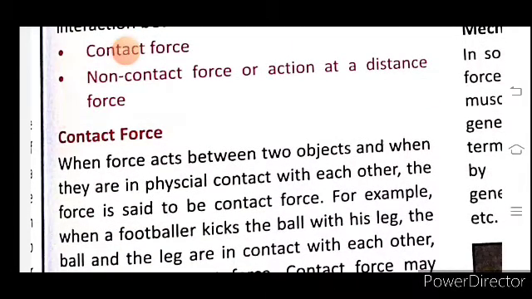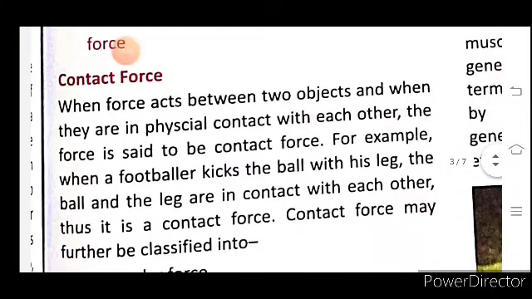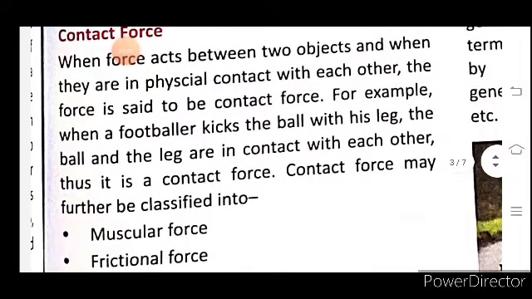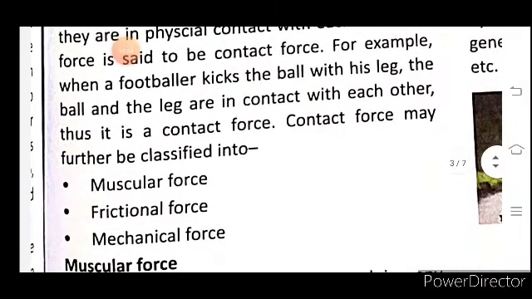Contact force. When force acts between two objects and they are in physical contact with each other, the force is said to be contact force. For example, when a bowler kicks the ball with his leg, the ball and the leg are in contact with each other, thus it is a contact force. Contact force may further be classified into muscular force, frictional force, mechanical force.